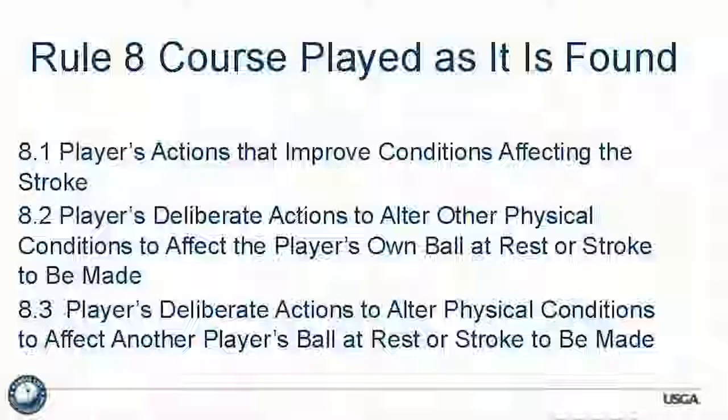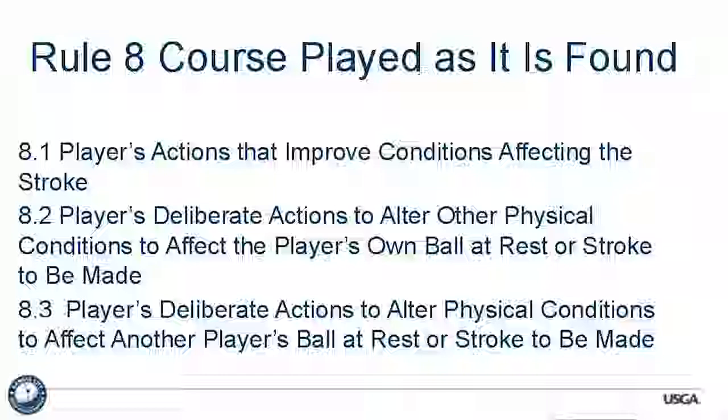All right, so let's talk about Rule 8. Broken up into these 3 situations. It's talking about the golf course played as it's found. Okay, this, again, talking about the divots. You play your ball as it lies, unless another rule applies. And there's no rule that allows you to take a ball out of a divot and get yourself a better lie. Okay. So the player's actions that improve the conditions affecting the stroke is the main meat of this rule.